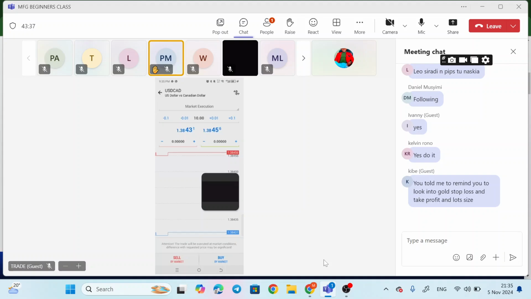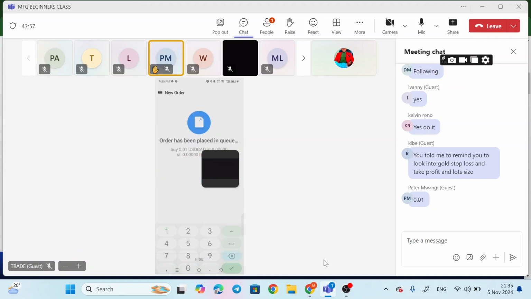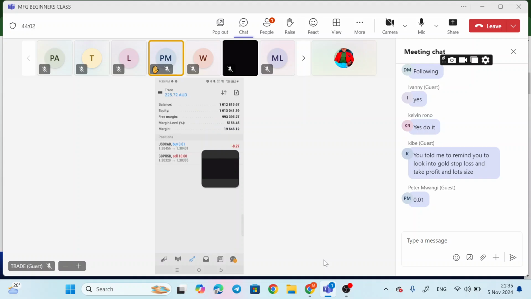What was my lot size? We calculated, let's say, assuming my account was $100, so my lot size was 0.01. And now let's say today I want to take a buy trade. Just come and click buy. After doing the lot size, just place the trade, buy. The order is open. Now I've considered a USD CAD buy. You see, it starts with a small loss because the lot size is also small.